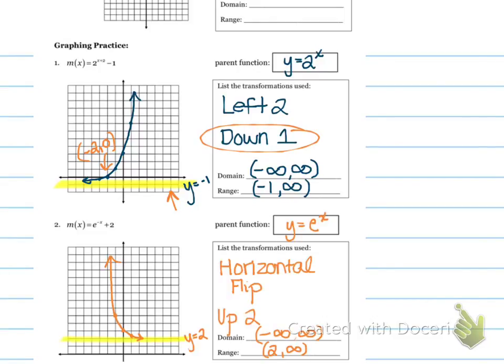And then for number 2, it was a horizontal flip because of this negative that was with x, which means it's a horizontal reflection. And then we also went up 2. Up 2 affected my range and my horizontal asymptote, which is at y equals 2. So essentially, since we flipped it horizontally, we just took a growth problem and made it a decay problem.